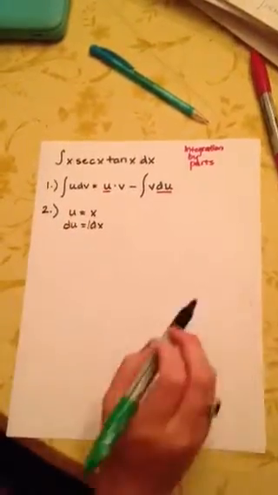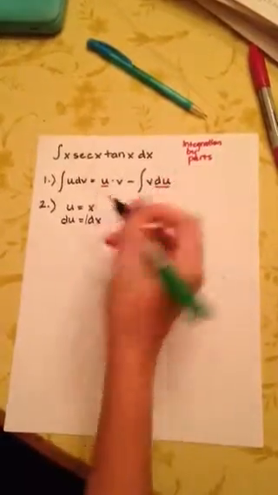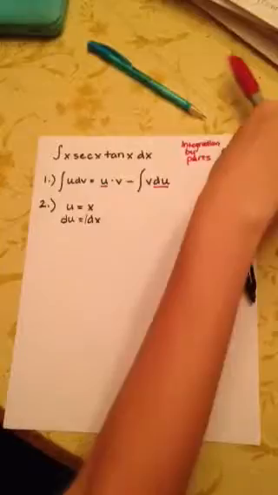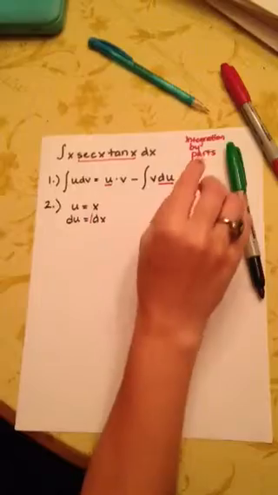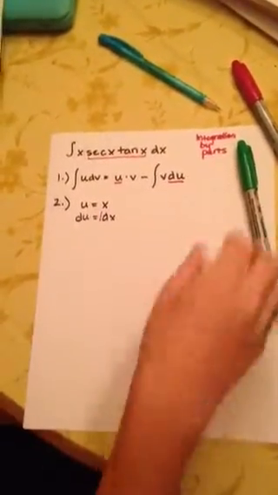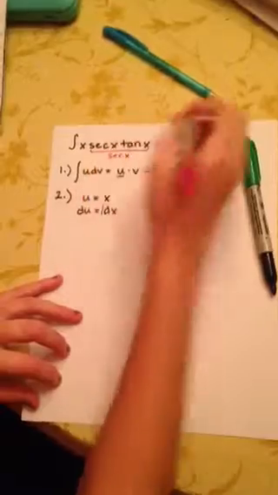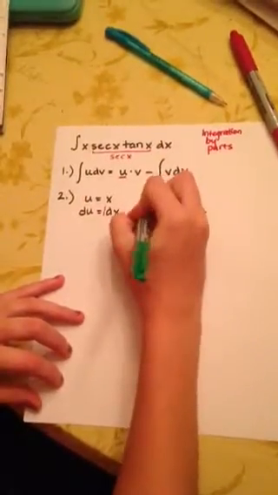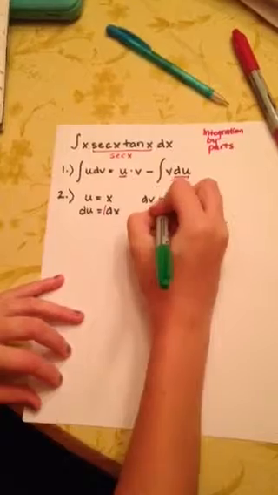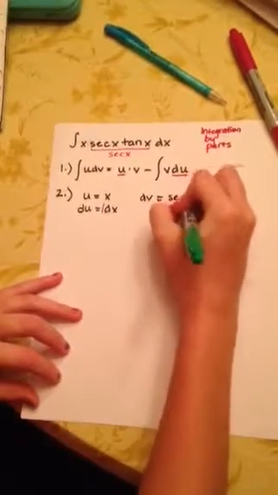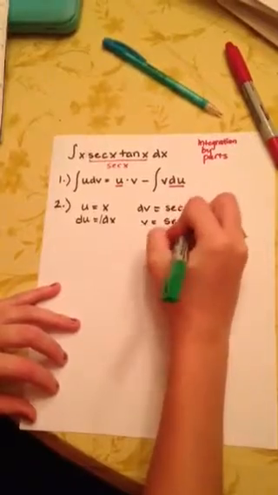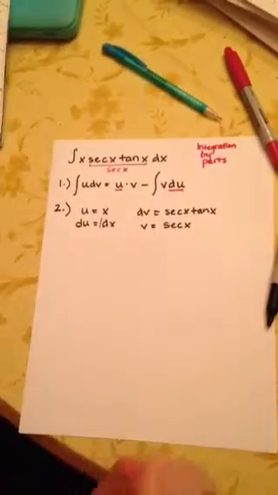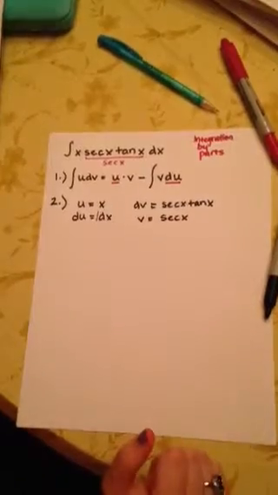Now I just need v. The reason I picked x for u is because I can see already that this part right here, secant of x times tangent of x, I can recognize as the antiderivative of secant x. So we're going to let dv equal secant of x, tangent of x, like we had originally, and we're going to take the antiderivative of it, which is going to be secant of x, because this is something we have in our packet.